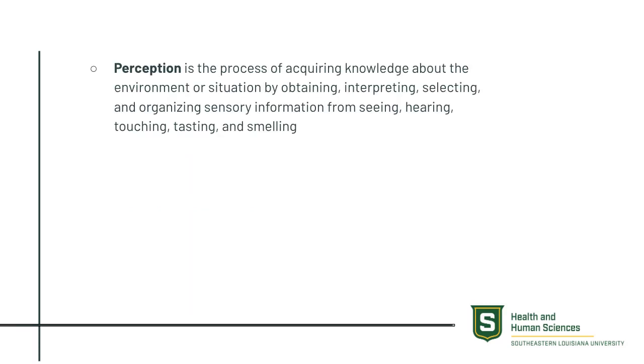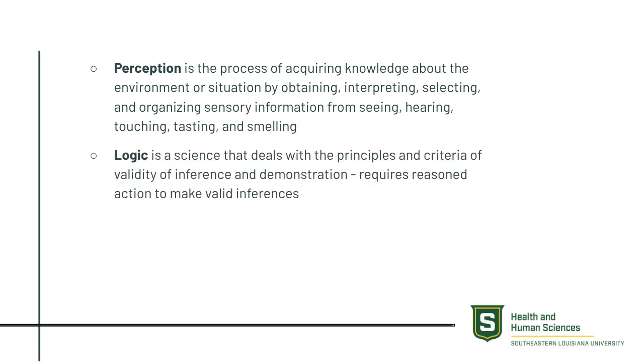So there are other ways that sources of knowledge have been theorized. You have perception. Perception is more focused on how we acquire knowledge from the senses, how we obtain information, interpreting and selecting or organizing sensory information from seeing, hearing, touching, tasting, and smelling. So that's perception. And then we have logic.